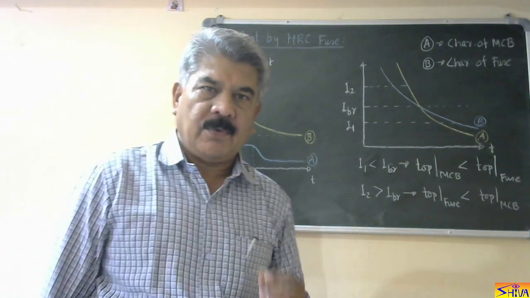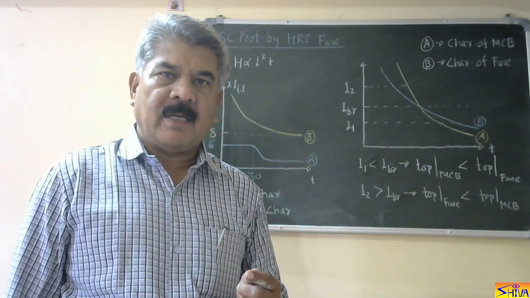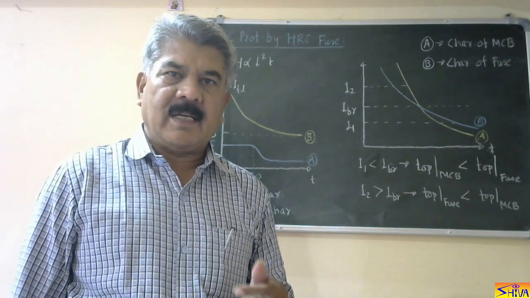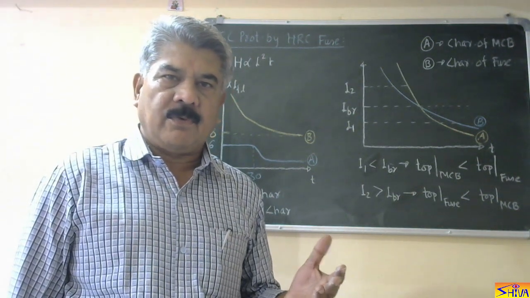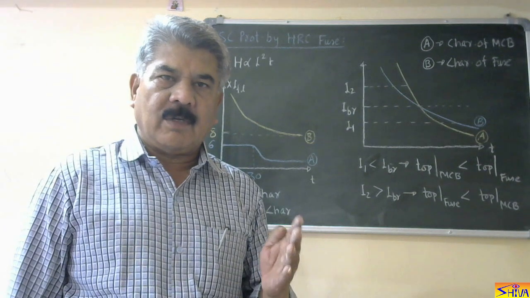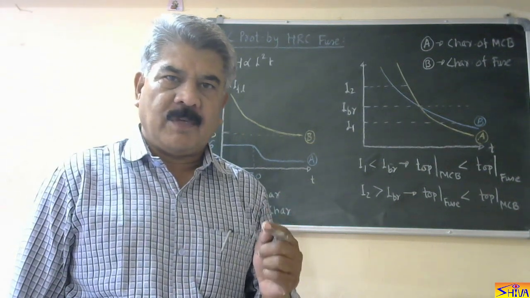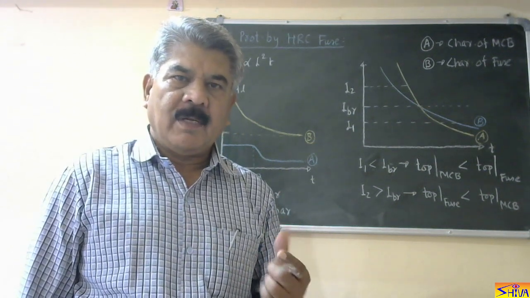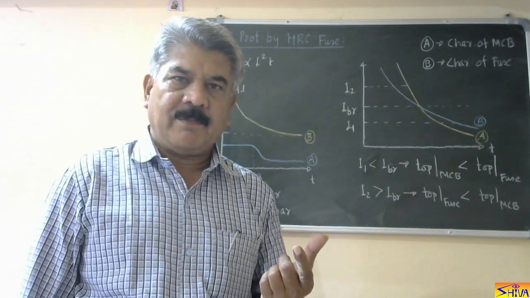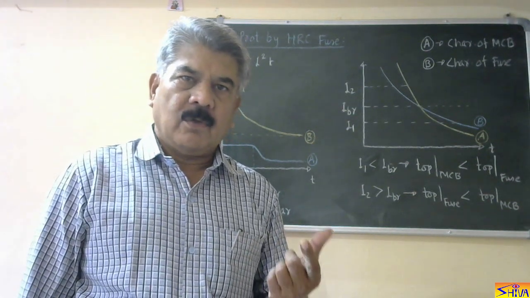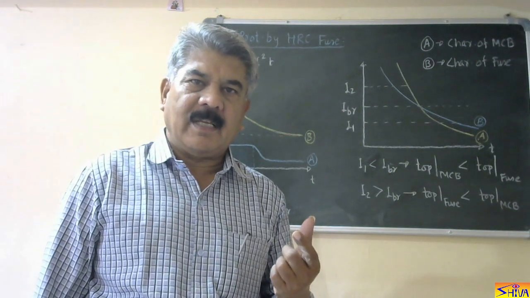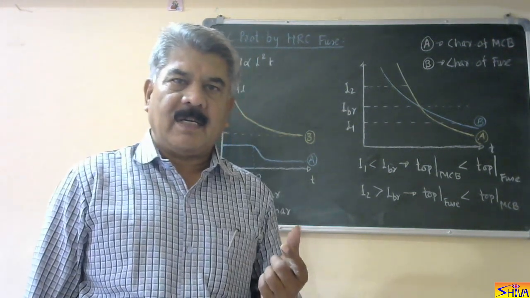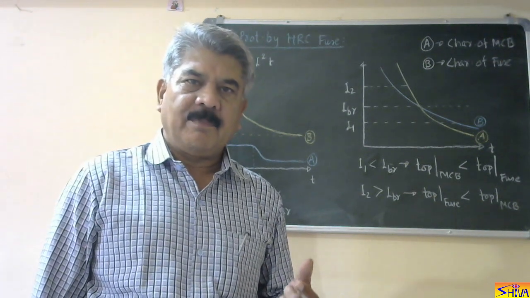Definition is fuse, a small piece of metal which melts when current exceeds certain predetermined value. Suppose we are using 25 amperes fuse, then if current exceeds 25 amperes, then this fuse will melt. It is small piece of metal. It is connected in series with the phase. So it melts when current exceeds its rating.